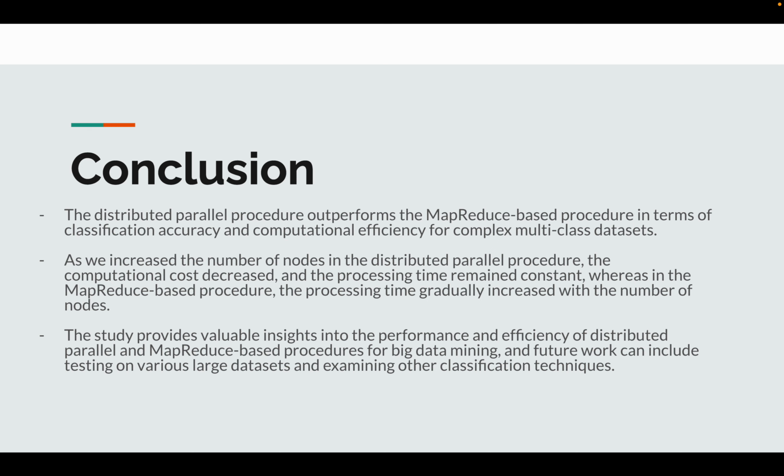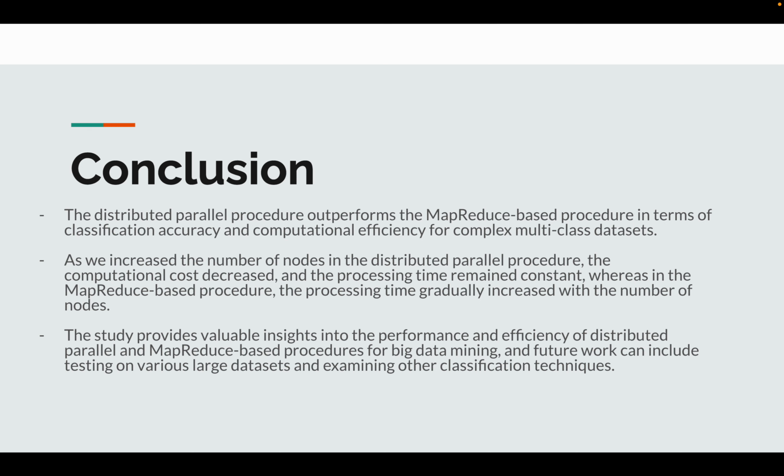The result also indicates that the distributed parallel procedure is more effective and faster than the MapReduce based procedure in handling large datasets. As we increase the number of nodes in the distributed parallel procedure, the computation cost decreases and the processing time almost remains constant. On the other hand, in the case of the MapReduce based procedure, the processing time gradually increases as the number of nodes increases due to increase in communication overhead between workers.